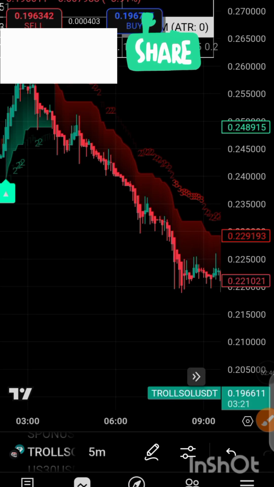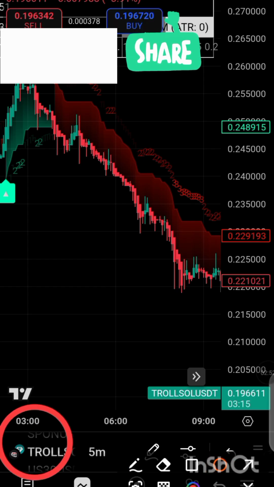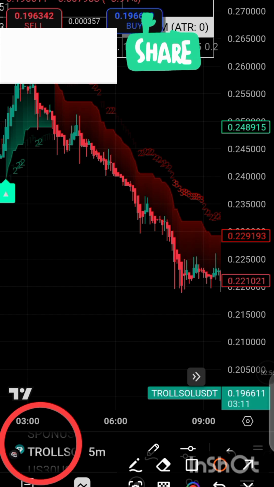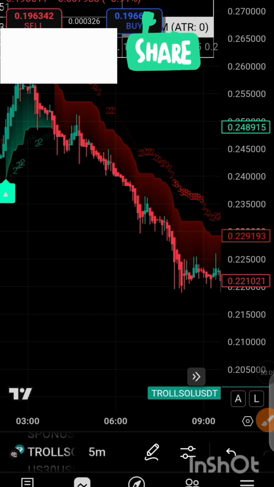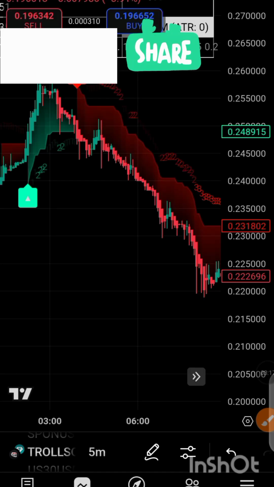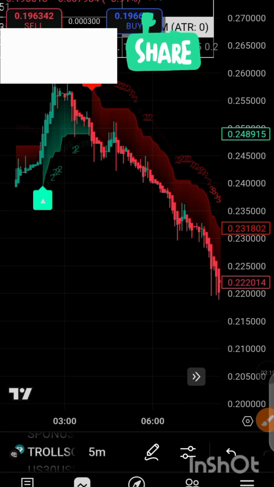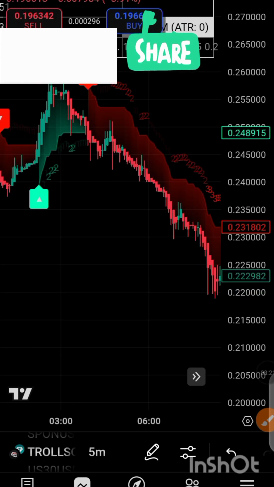Remember, the coin that I'm using to share this is called Troy. Most of you know a coin called Troy. You can see Troy on Binance TradingView. Most of you know TradingView. You can get it on Play Store.